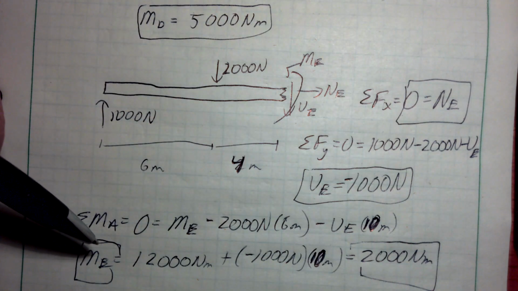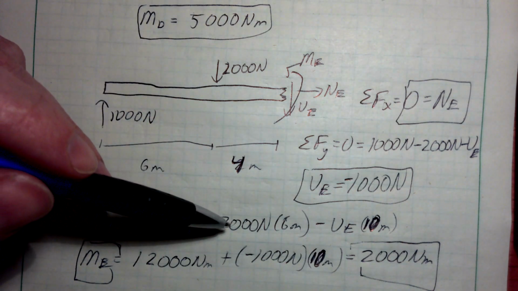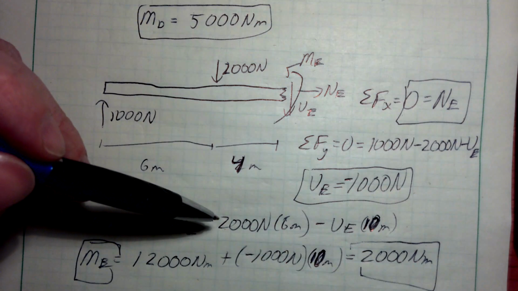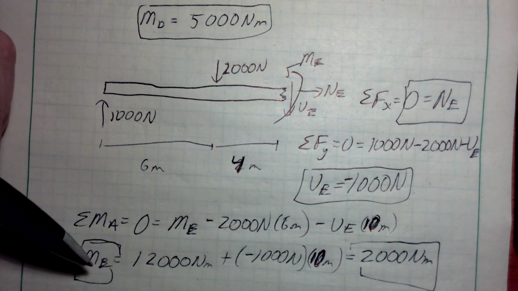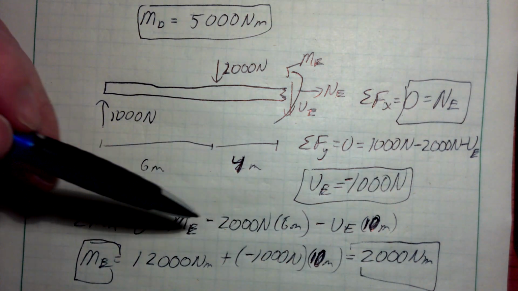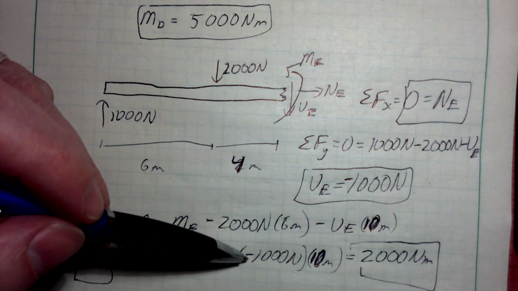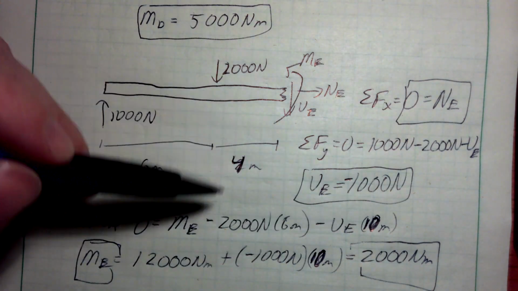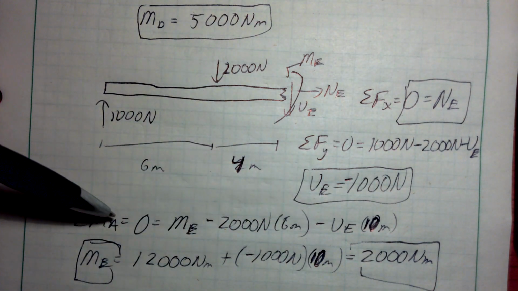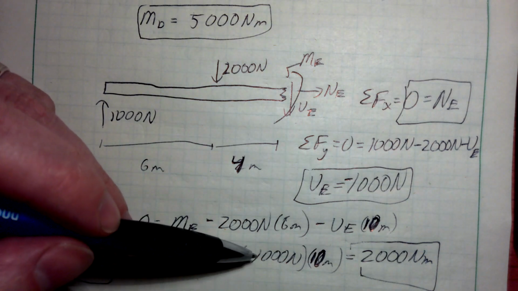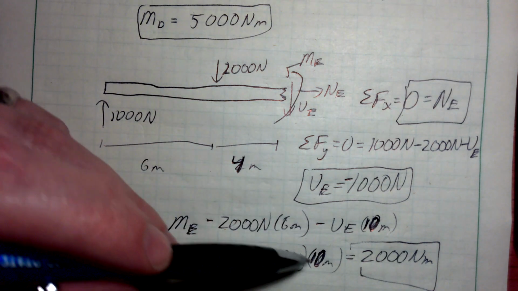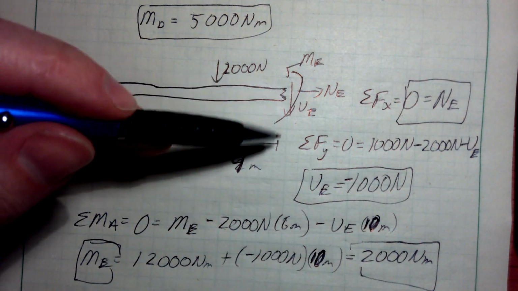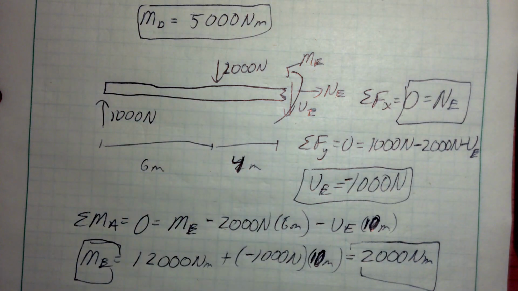When I solve for this, I move everything else to the other side of the equation. 2,000 times 6 gives me 12,000 newton meters, that's this guy. Plug in a minus 1,000 newtons for VE. This gets added to the other side of the equation, so plus a negative 1,000 newtons, times a distance of 10 meters to that shear. That sum gives me a positive 2,000 newton meters.